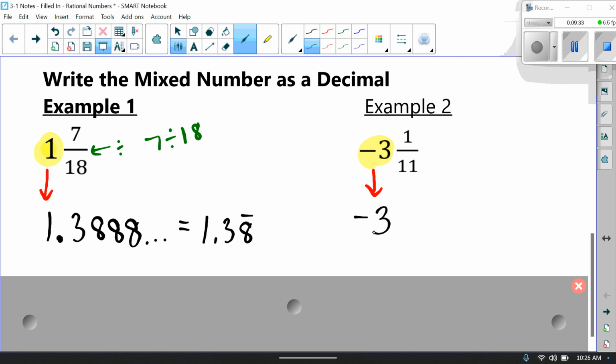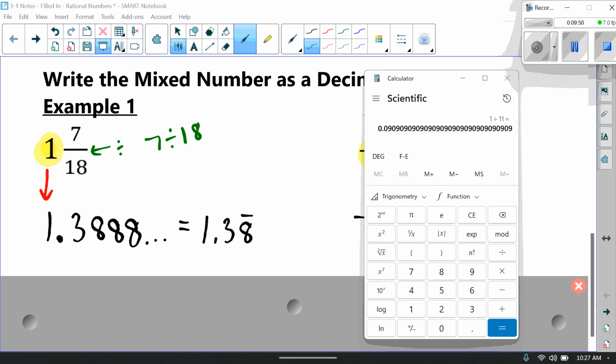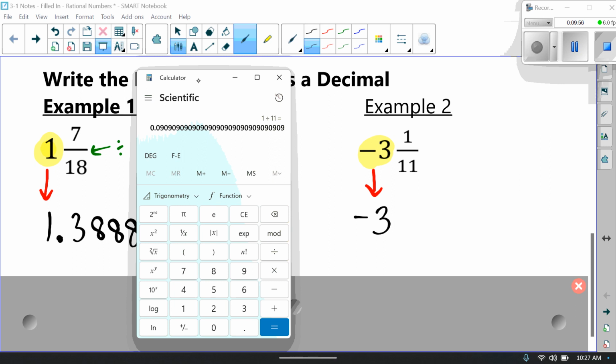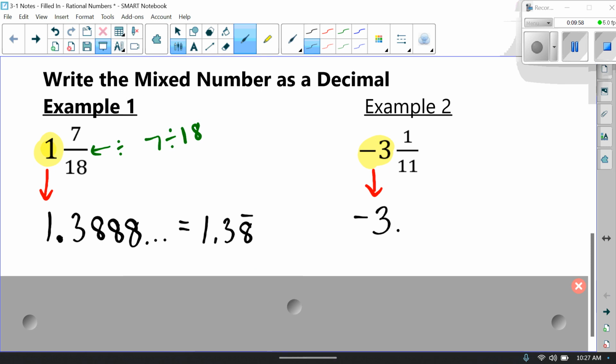And then, what am I going to do with the 1/11? We're just going to divide. How am I going to type it into my calculator? 1 divided by 11. All right, so this is what we got, 0.090909. So now we're going to put that in our decimal. So we're going to write -3.090909.